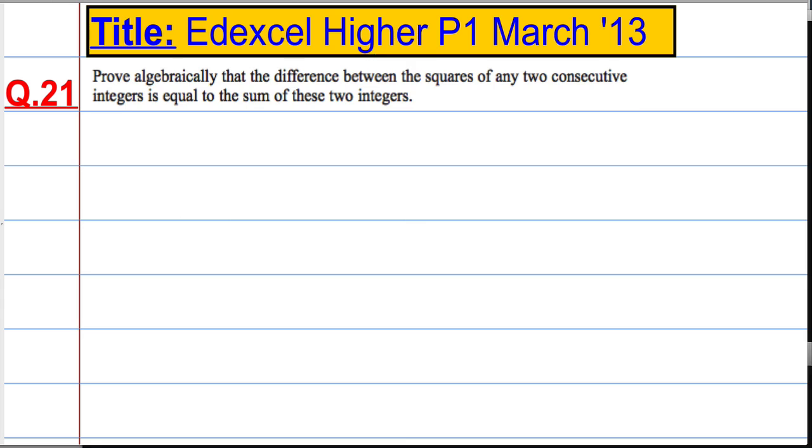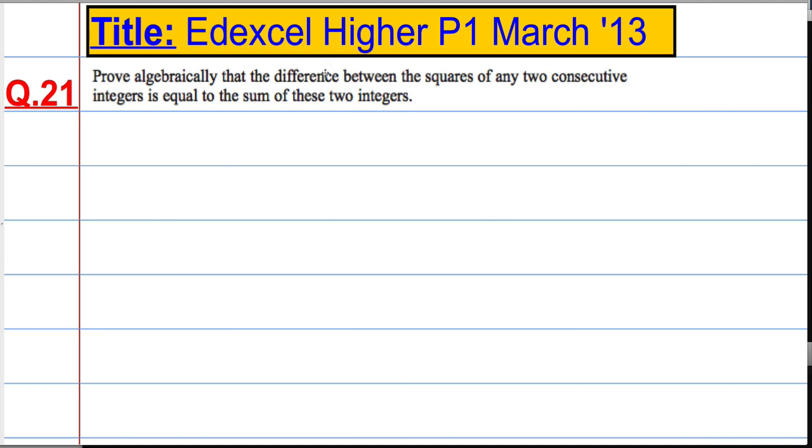Okay, question 21. Bit of a tricky question here. We're required to prove algebraically that the difference between the squares of any two consecutive integers is equal to the sum of these two integers. Now, generally with proof, you're better off starting with one part of the question and then introduce the rest of the information a little bit later.